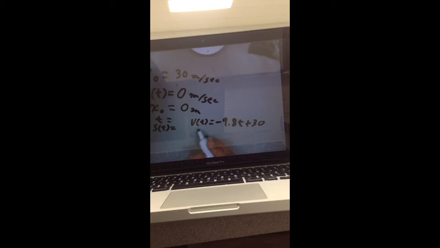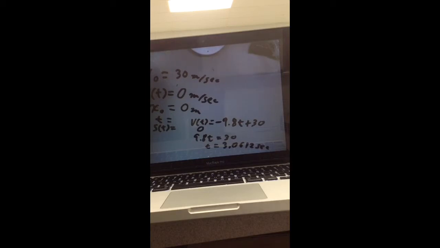Well, we pull the 9.8 over here, make it positive, so 9.8t equals 30, so t is going to equal, again, let's carry it out to 4 decimal places for the sake of AP, 3.0612. So that is the amount of time that it takes for the ball to reach the maximum height.